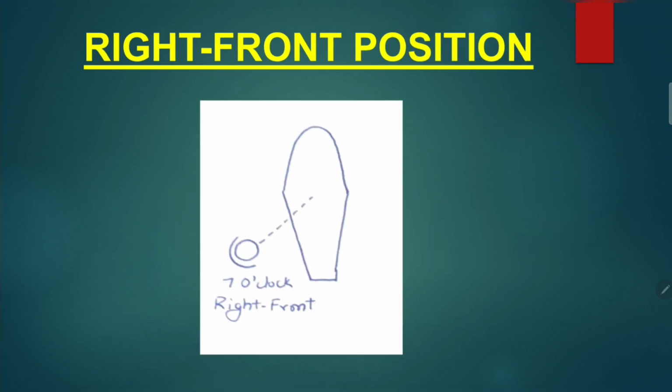See in this picture, as you can see, this is a dental chair and this is the stool. The stool is placed at 7 o'clock position, that is right and front position of the patient. If the patient is sitting like this, the approach of the dentist will be from here, which is a front position, and it is on the right side of the patient. That's why it is called right front position or 7 o'clock position.